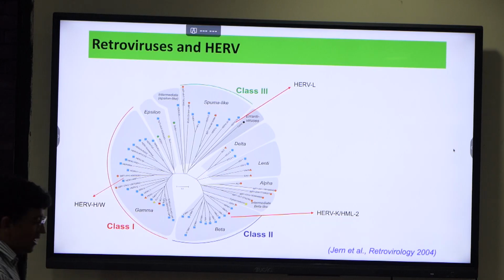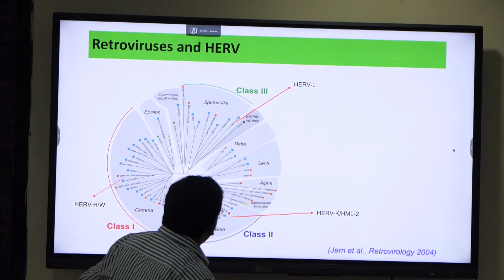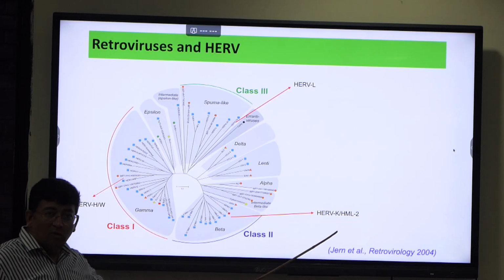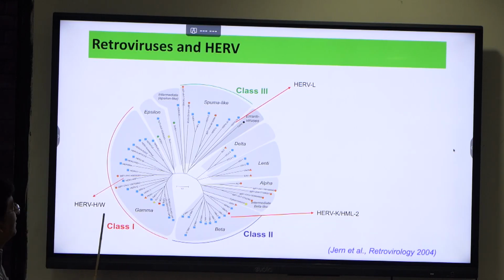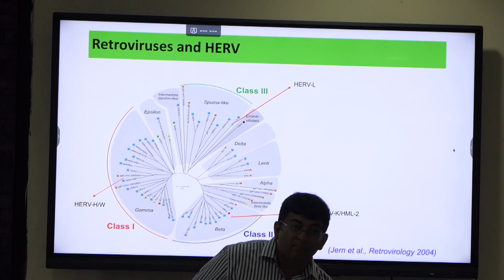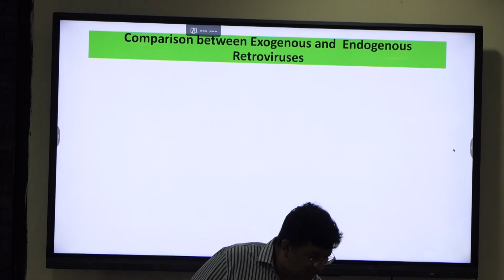Class 1, Class 2, Class 3. And you can see that they are either HERV-K, which we also call HML2, HERV-H, HERV-W, or HERV-L. These are the different classes of human endogenous retroviruses. I'm not getting into the strict classification of these human endogenous retroviruses, but I'd like to tell you about their biological role as such.